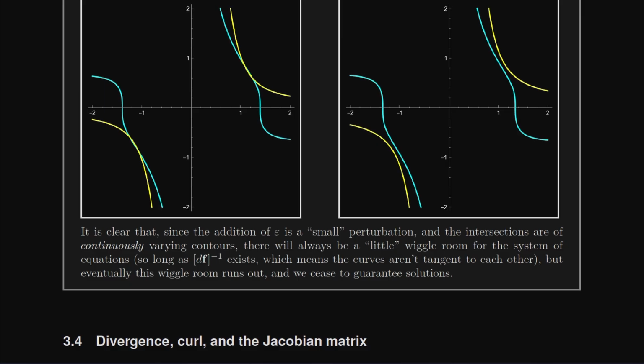Anyway, I think it gets a little easier in the next section. We're going to be wrapping up the chapter with divergence, curl, and the Jacobian matrix.